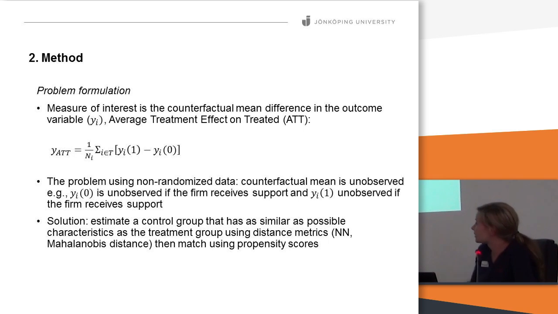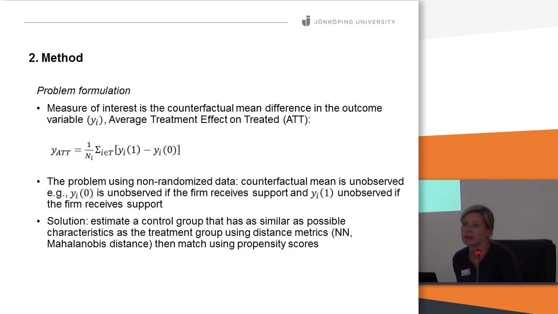And this is just a formal expression of what we are looking for, where y indexed i stands for the outcome variable. If it's a 1 in parentheses, it means this is the support-receiving firm, and 0 means not receiving support. Since we cannot observe the same firm in both situations, this mean difference will be unobservable, given the type of data that we have. We have non-randomized, observational data. So the most common solution to this problem is to estimate a control group, just as in the previous presentation.